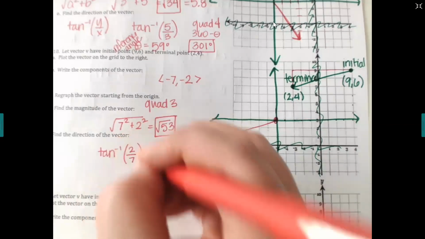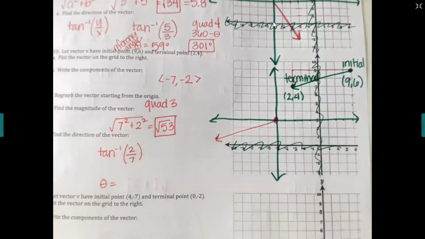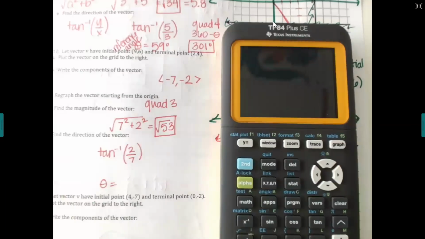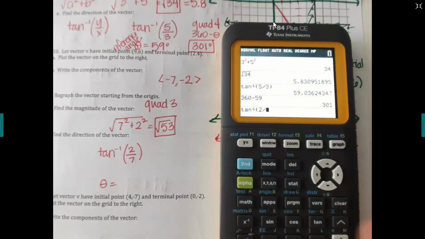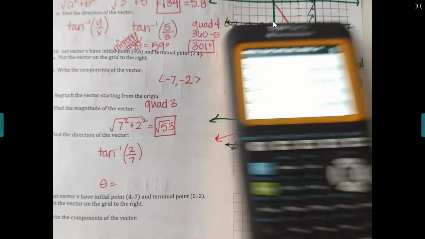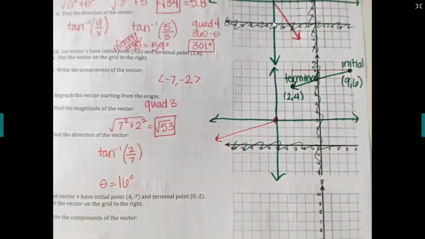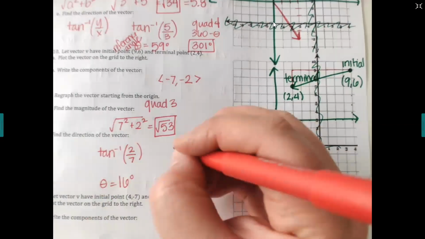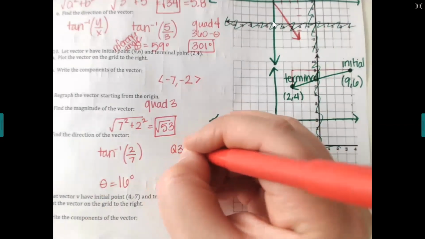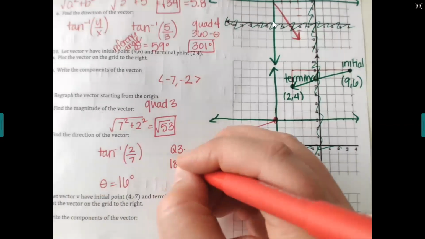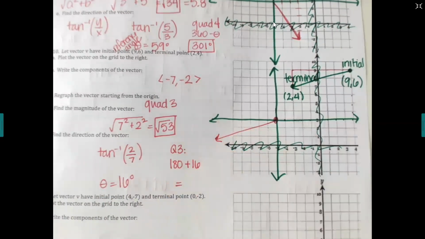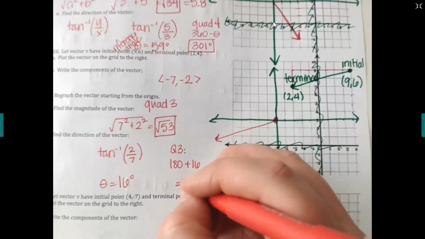2 over 7. Okay, round to the whole number on this. So I got 15.9, what are we rounding that to? Is that final answer? No, what quadrant are we in? Quad 3 means we're doing 180 plus 16. What's my final direction? 196.